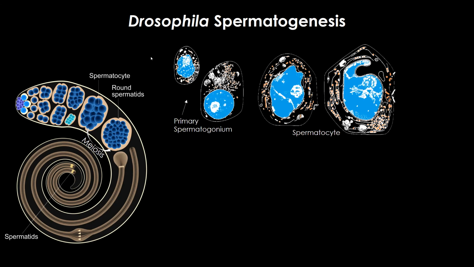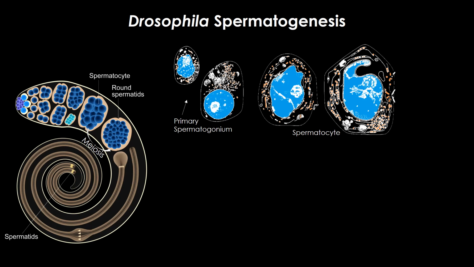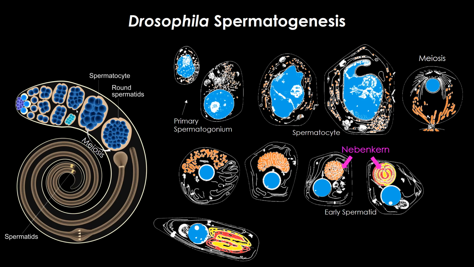Here you can see the early stages of spermatogenesis. They start as a primary spermatogonium, start to divide, and form meiotic divisions, finishing with these 8 interconnected large cells called spermatocytes. At this stage, the cells accumulate a lot of material, grow in size and enter meiosis. They go through 2 meiotic divisions, and after that we end up with 64 interconnected round spermatids.